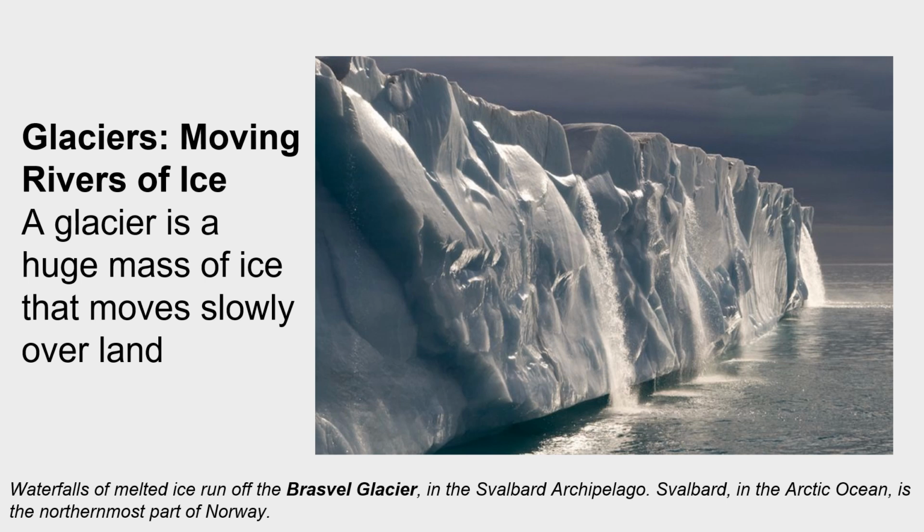Waterfalls of melted ice run off the Brazil Glacier, which you can see in the figure, in the Svalbard archipelago. So what's an archipelago? Have any idea? A group of islands is called an archipelago. Okay, so the one that you see is a part of Norway, in the Norwegian region.